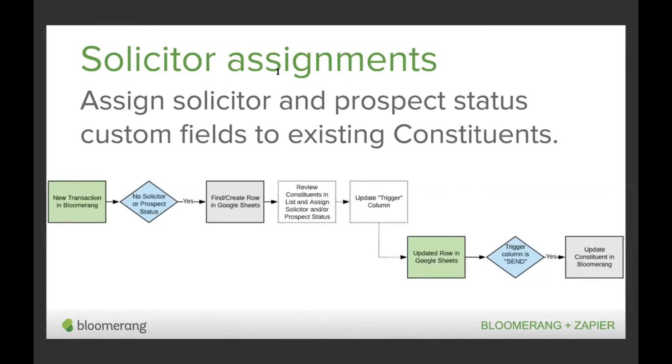Now, the amazing thing about automations is that this all happens in real time. Our Zapier workflows will trigger every time a new $1,000 or higher donation is entered in Bloomerang. And the data will sync back to Bloomerang from the Google Sheets once we identify in the sheet that the constituent's updated coding is good to go.